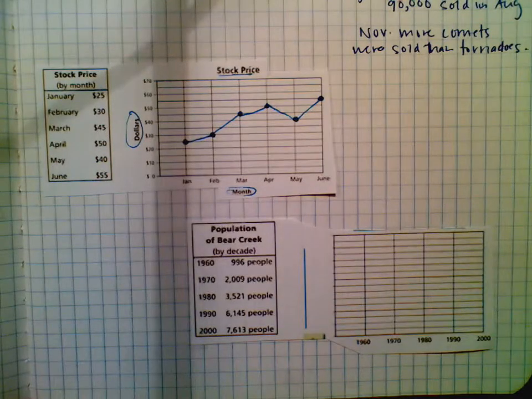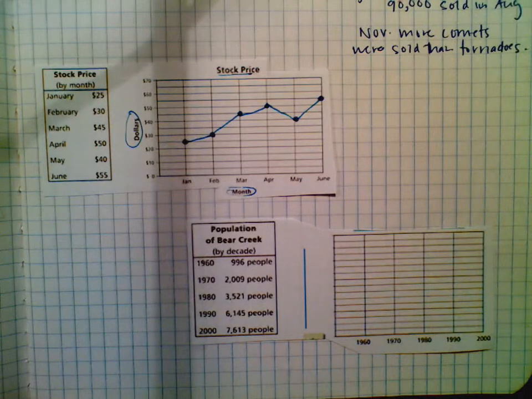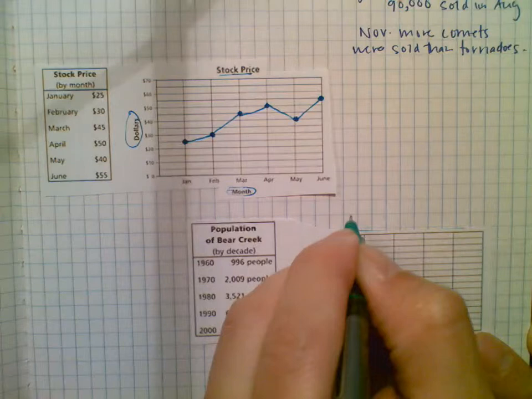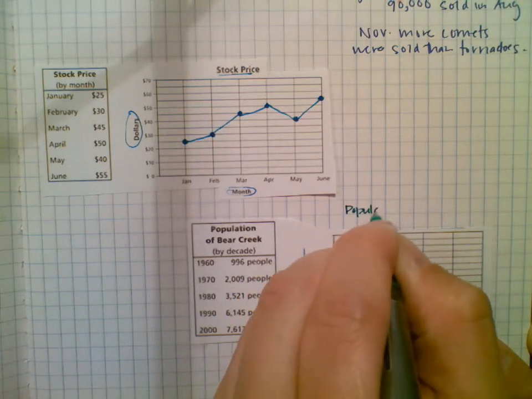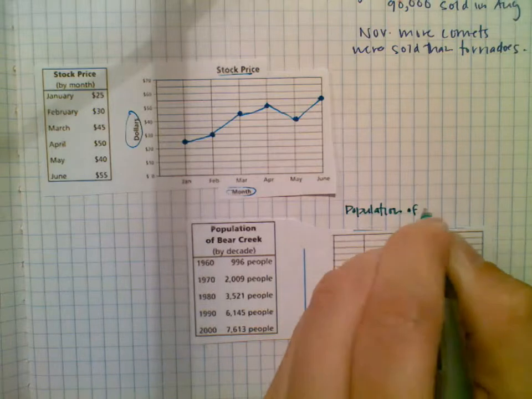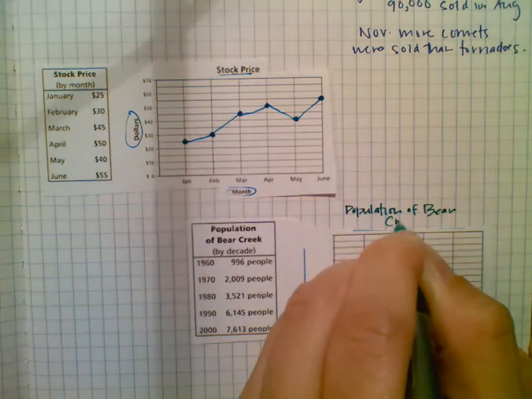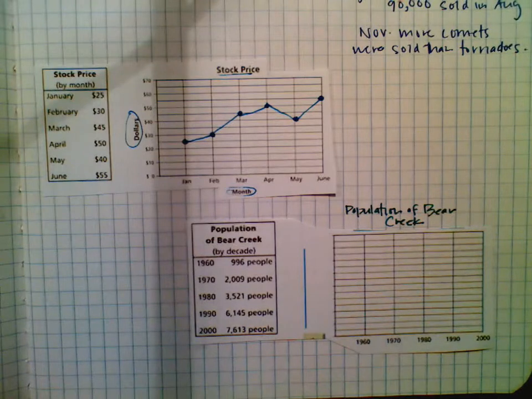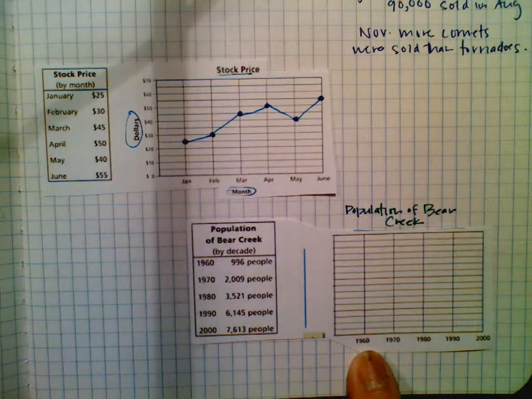All right. Now let's look at the population of Bear Creek by decade. If you haven't already done this graph, pause the video and do so. And if you have, let's work through it. The first thing that you'll notice is, what's missing? Well, we don't have a title. So we're going to write population of Bear Creek. And I'm guessing Bear Creek is a city, not an actual creek, because I don't know how they count all the fish in there. Okay, we have our by decade.